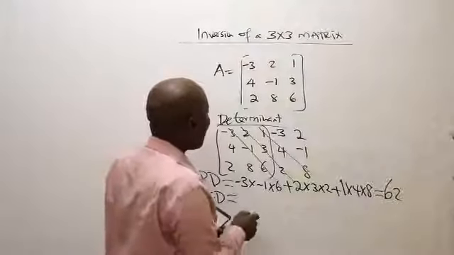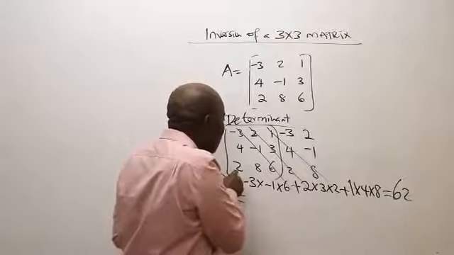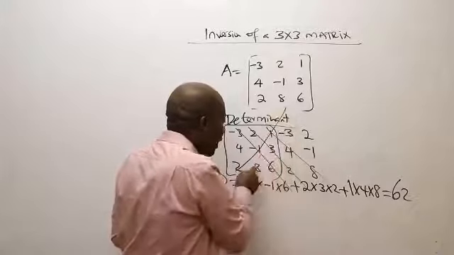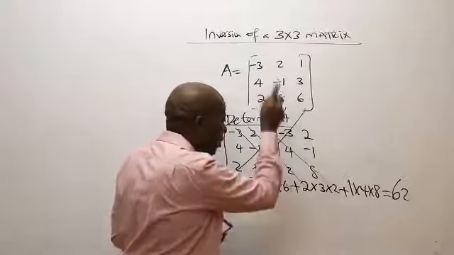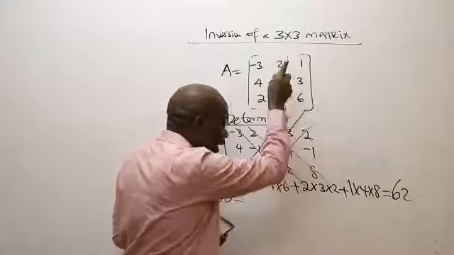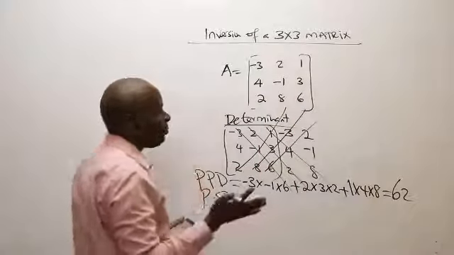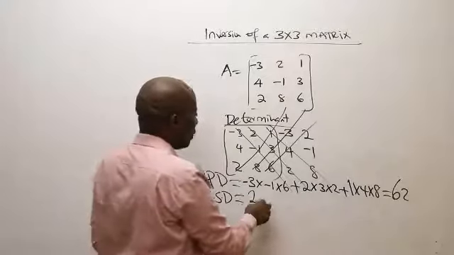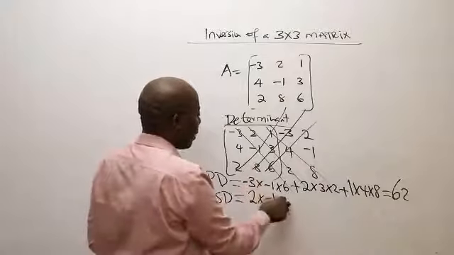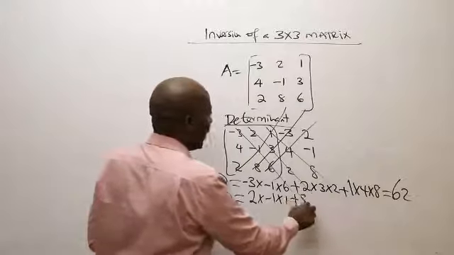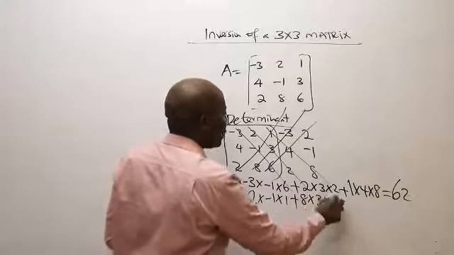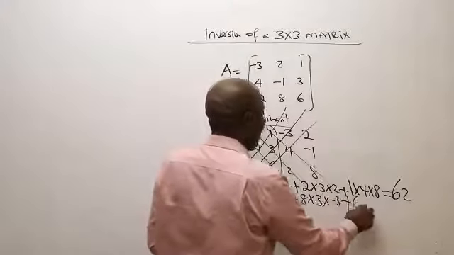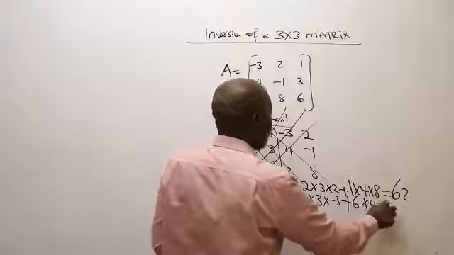So now we have the secondary diagonals moving from here. We have the first one like that, the other one cutting across 3 elements, and the third one. For 3 by 3, we have 3 secondary diagonals. So pick the first one, which will be 2 times -1 times 1, plus 8 times 3 times -3, plus, ladies and gentlemen, 6 times 4 times 2.